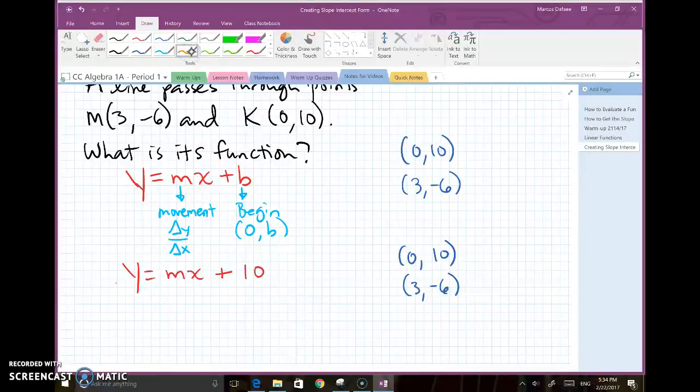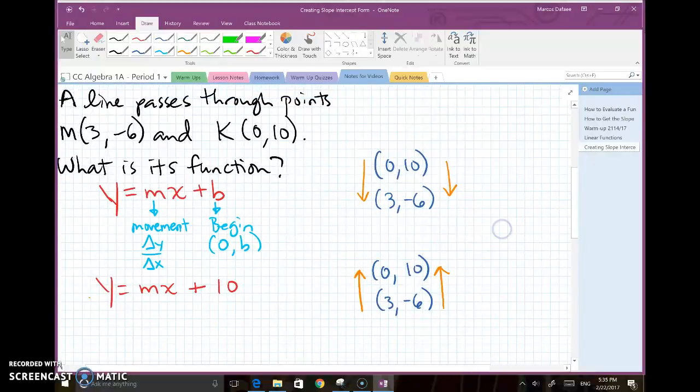The reason I'm setting this up twice is because you need to choose a direction to move in. Now what I mean by that is you can either go from 10 to negative 6, or you can go from negative 6 to 10. It really doesn't matter because these 2 points are on the same line anyway, but you have to pick one. Now, if you choose to go from 10 to negative 6, then your direction from the input side must be the same. So it has to go from 0 to 3. Likewise, if you go from negative 6 to 10, your direction for the inputs must go from 3 to 0. And what this means in terms of getting the slope is the following.